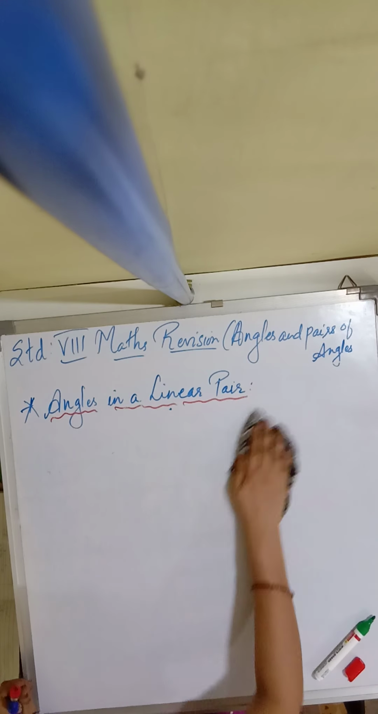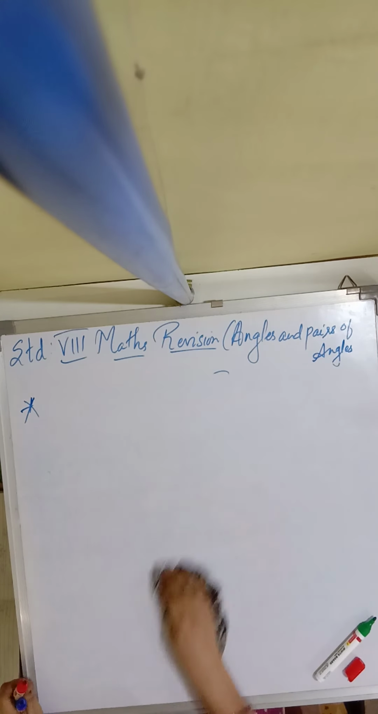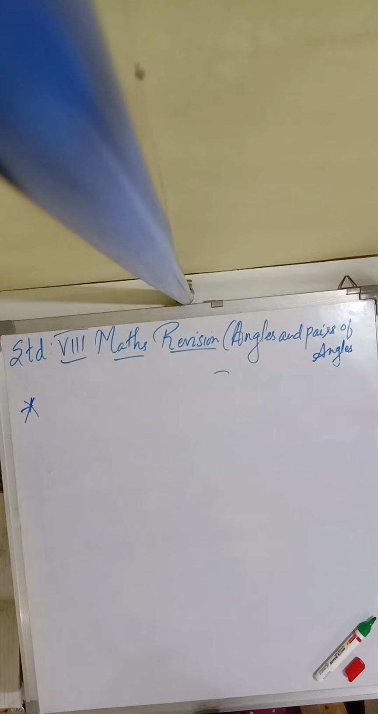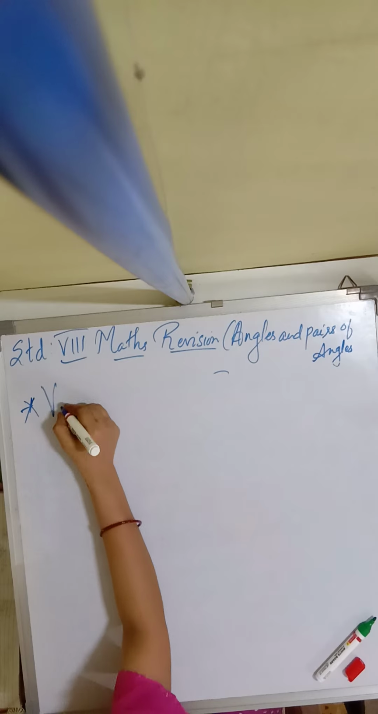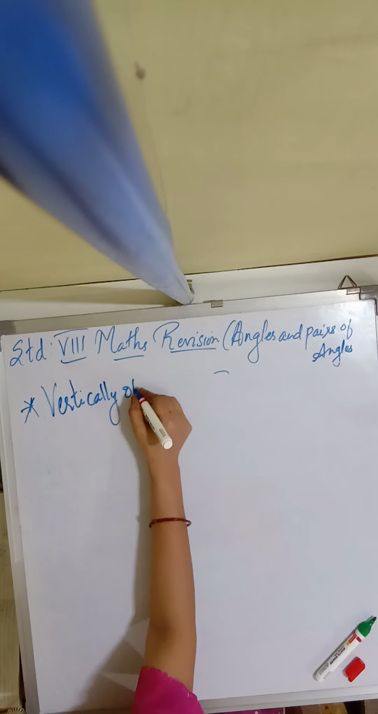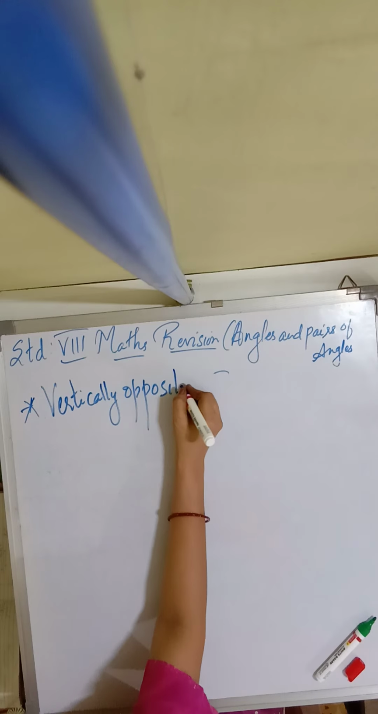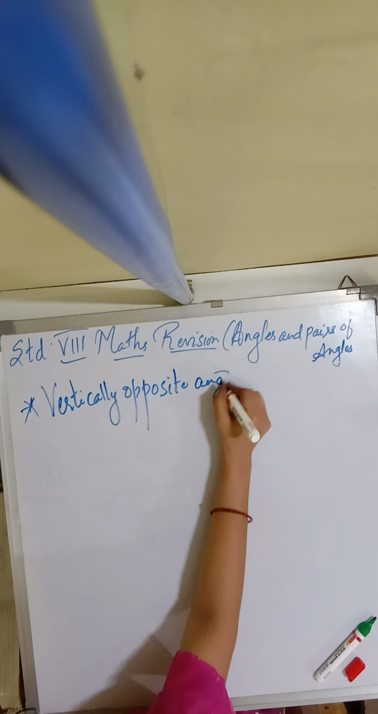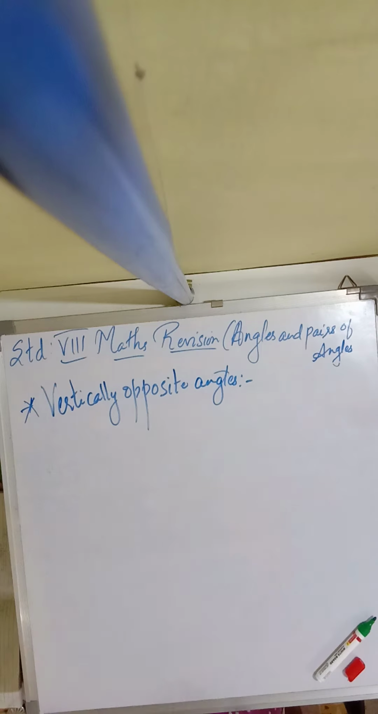Okay, now moving to the next topic, that is very, very important, that is vertically opposite angles, children. Now children, these vertically opposite angles are formed when two lines intersect. When two lines intersect, we get vertically opposite angles.